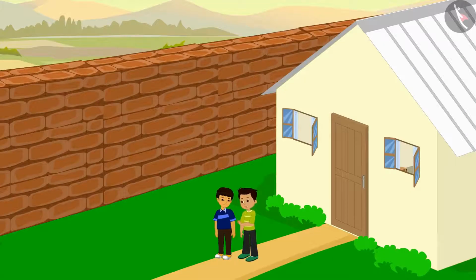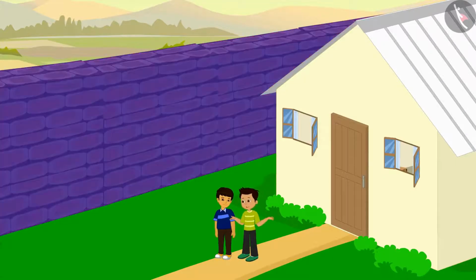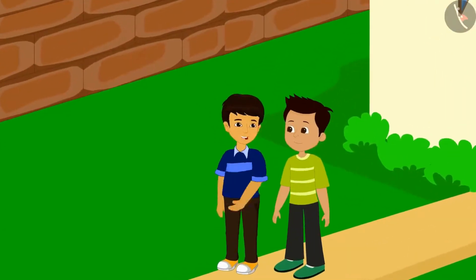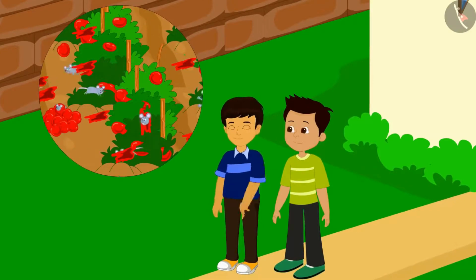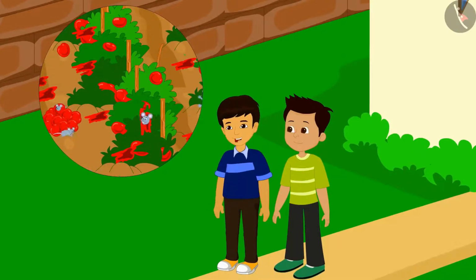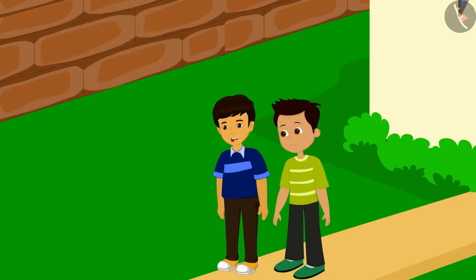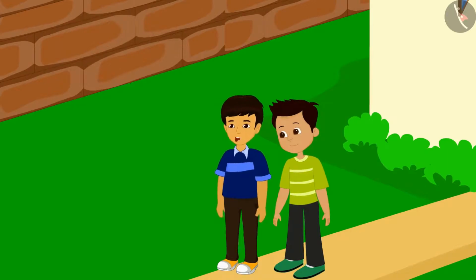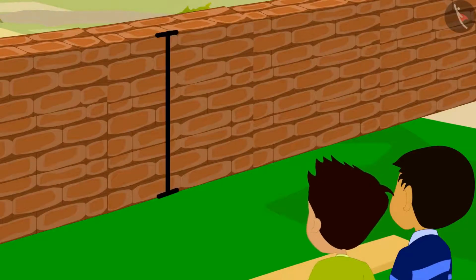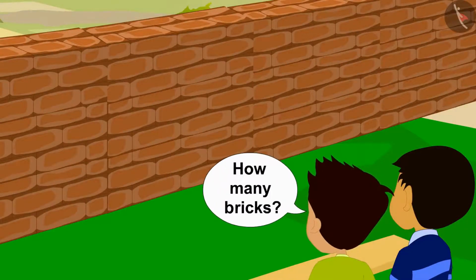Manas, why is this wall built on the right side of your house? Rats from the neighboring farm have been terrorizing us since a few days. So my dad built this wall between our house and the farm. This wall is very high. How many bricks would have been used to construct it?